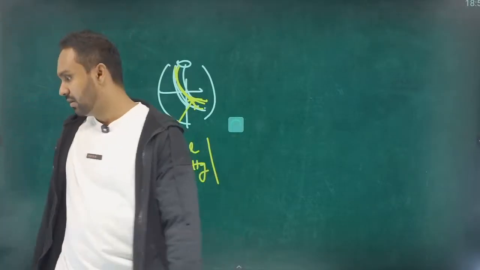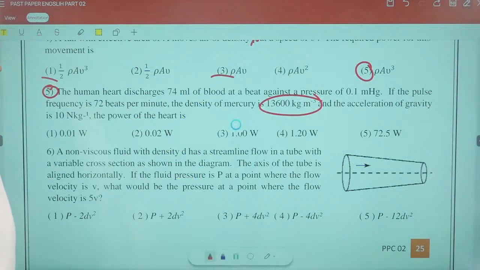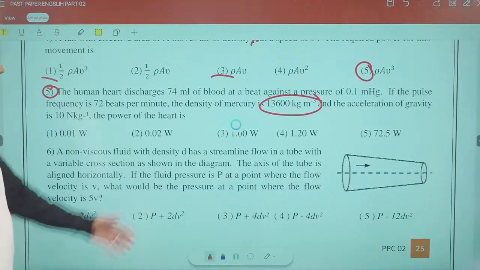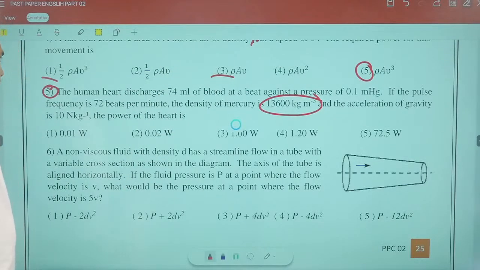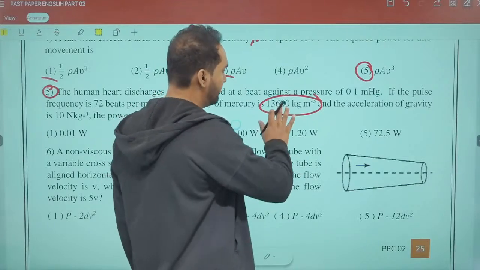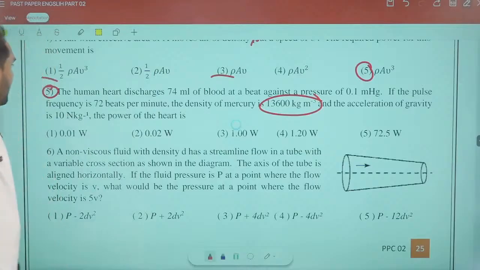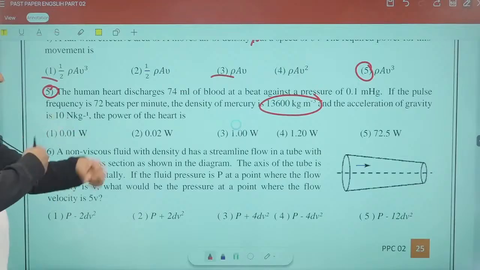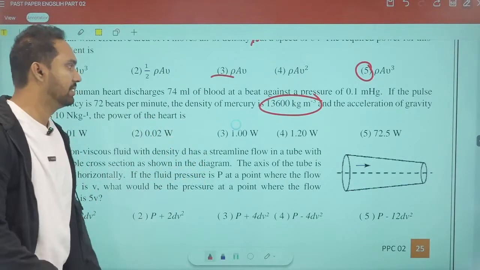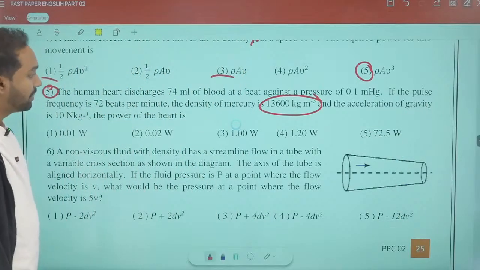Okay. What does the question say? The density of the mercury. Yeah, because the pressure is measured in mercury, so we can calculate the pressure in pascals, right? Because 0.1 mHg is not actual pressure; it's a way of expressing the pressure. So if we have the density of the mercury, we can convert it into pascals. Okay. And frequency is 72 beats per minute, right? So 72 beats or 72 presses will happen per minute. The density of the mercury is given, and the acceleration of gravity is 10 anyways.